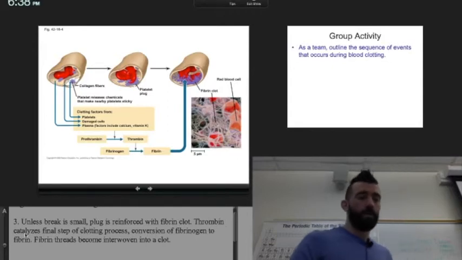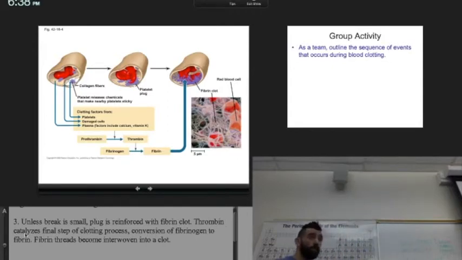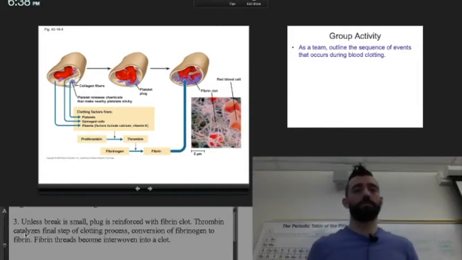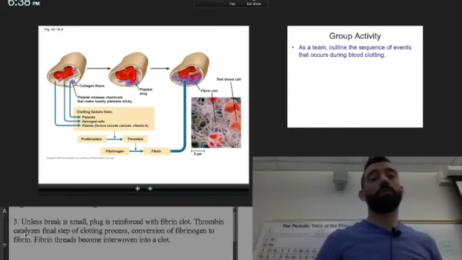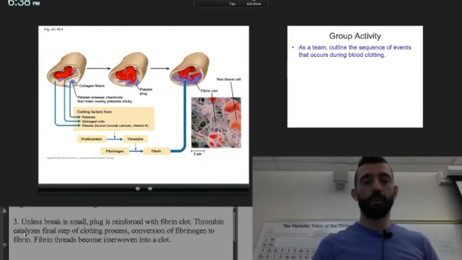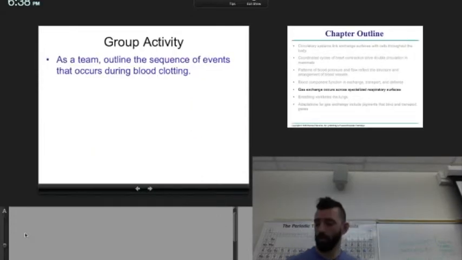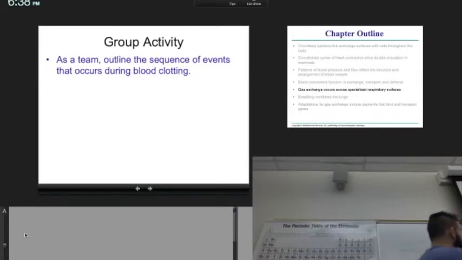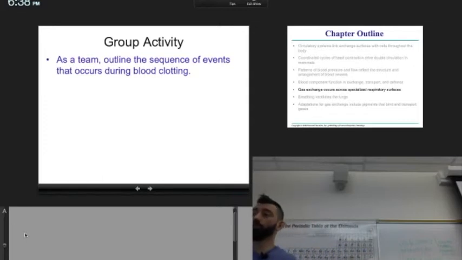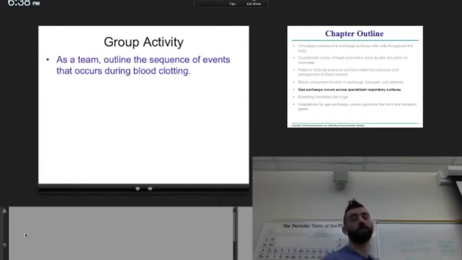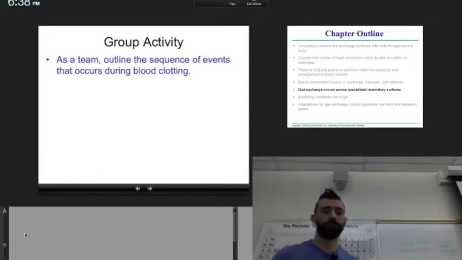Okay. As you might imagine, this is a good thing for blood vessels because it's preventing hemorrhages. But it can also be a bad thing. Once clots get dislodged, you can have cardiac issues, stroke, etc. Okay, so grab a piece of paper and a partner, write your names on it for participation. Just try to outline the sequence of events that occur during blood clotting.